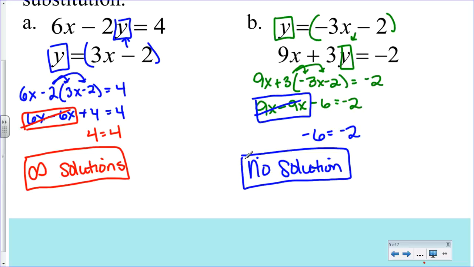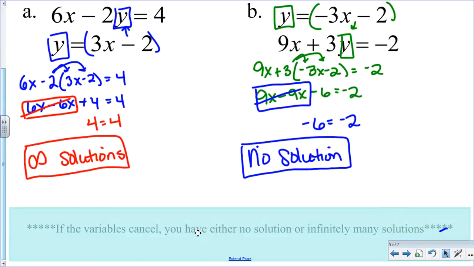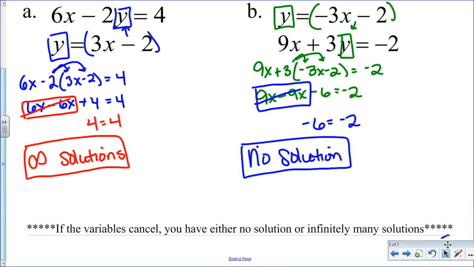Okay, so you have 2 special cases there that will pop up. You need to be aware of both of them because they will be mixed in with other problems. Okay, so again, if the variables cancel, you have either no solution or infinitely many solutions.